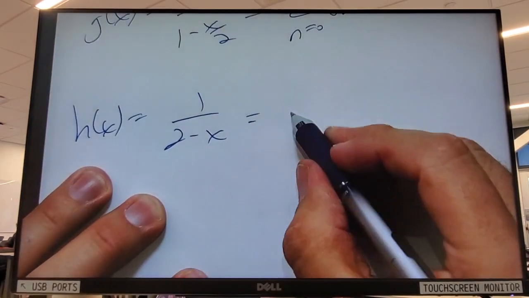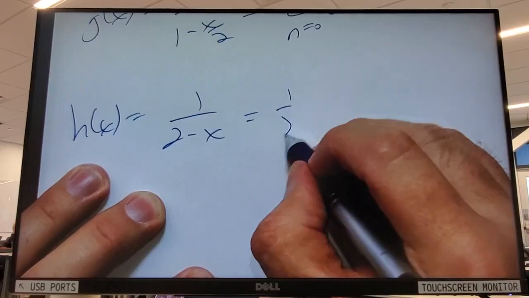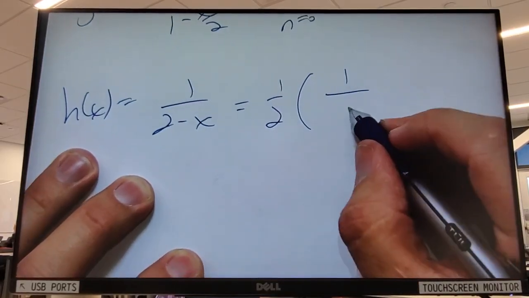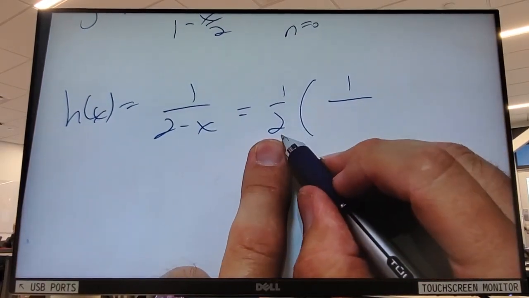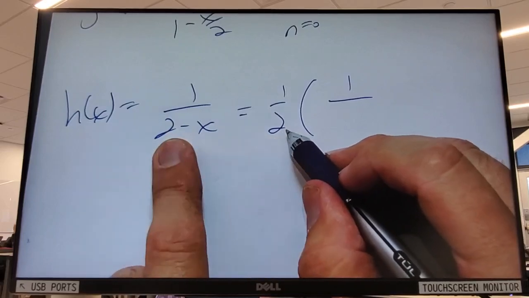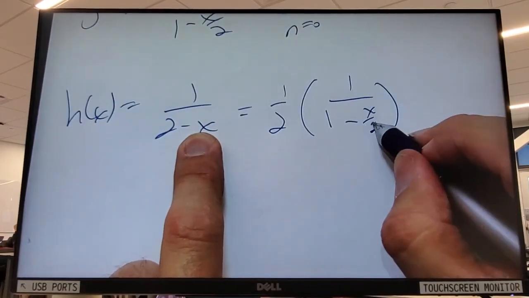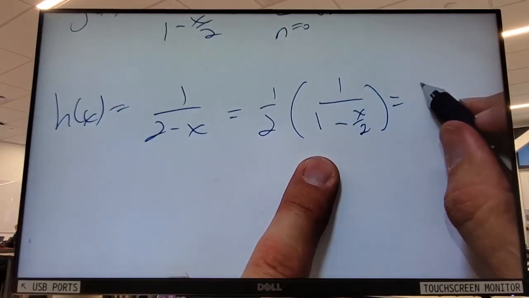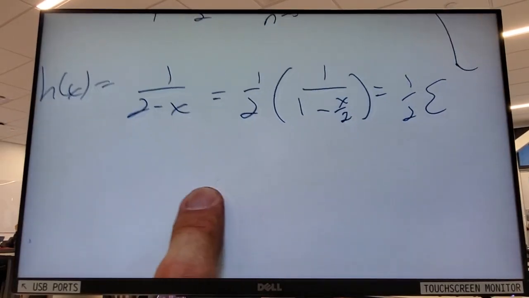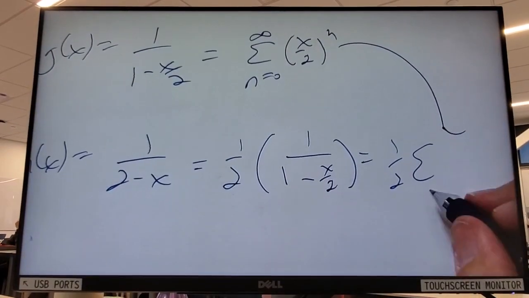I'm going to say it a different way. You ready? I'm going to take a 1/2 out. So the 2 comes out of the bottom. Is that cool? So 2 divided by 2 is 1, minus 1/2 x. And then we just do that one? So wouldn't this be 1/2 the sum, and so on, yes? Let me write it out, sorry.